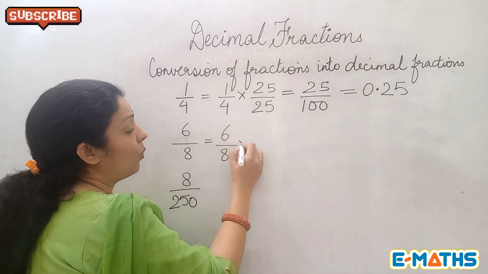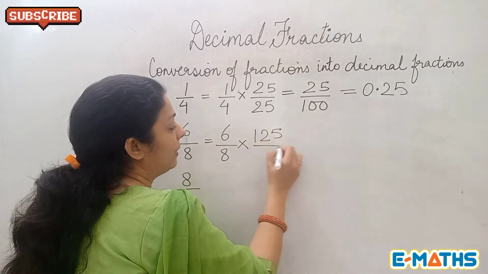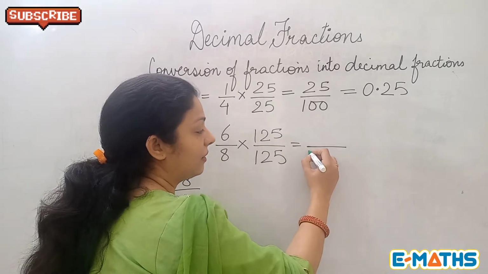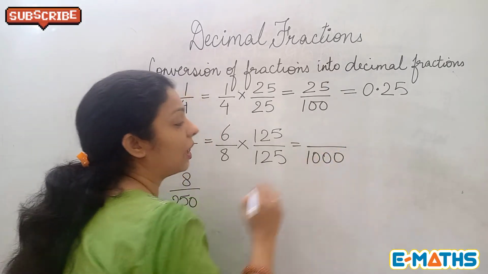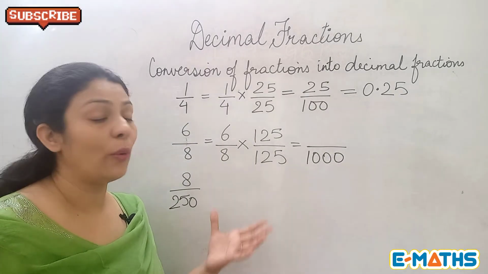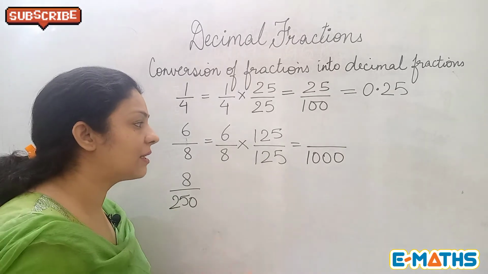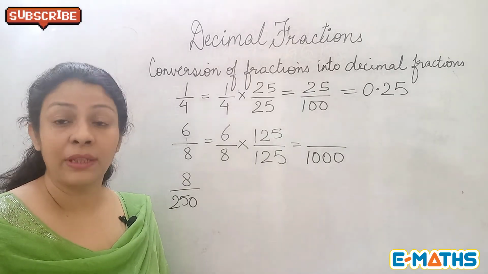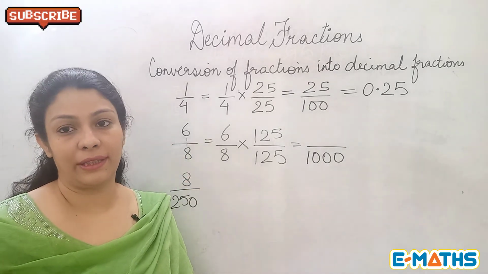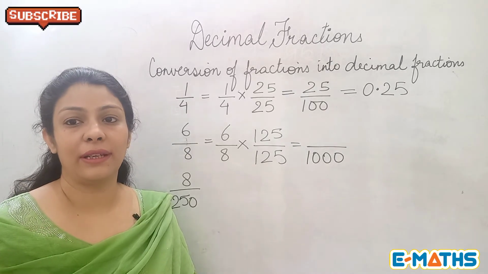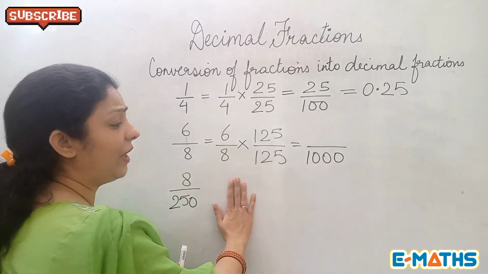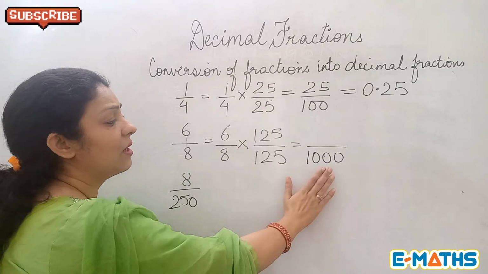6 upon 8 when multiplied by 125 will give us the denominator as 1000. In case you don't know how we get 125 here, you can just divide 1000 by 8. Also, if you remember the divisibility rule of 8, any number that has 3 zeros at the end is divisible by 8. So we have got this: 8 into 125 is 1000.